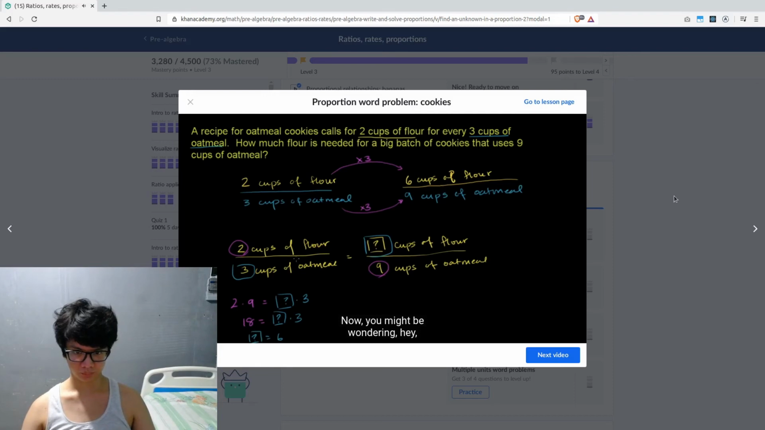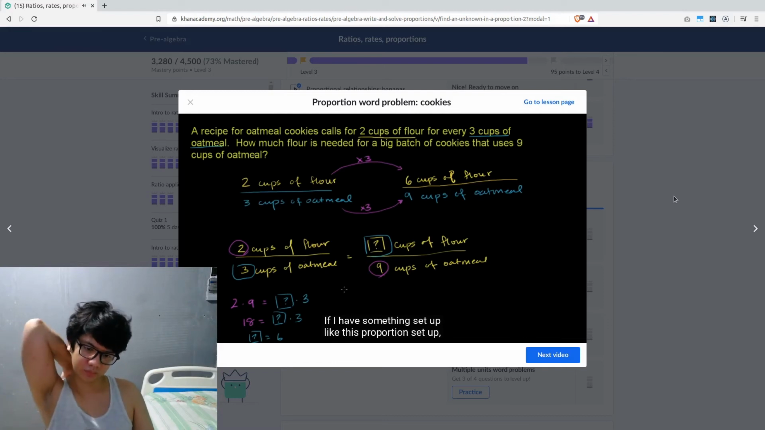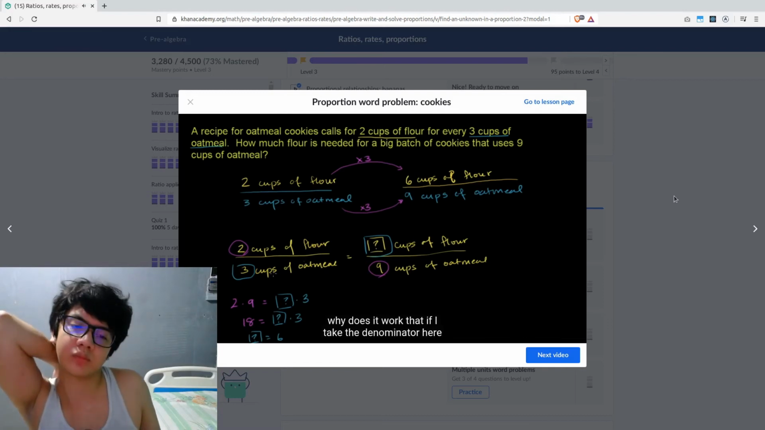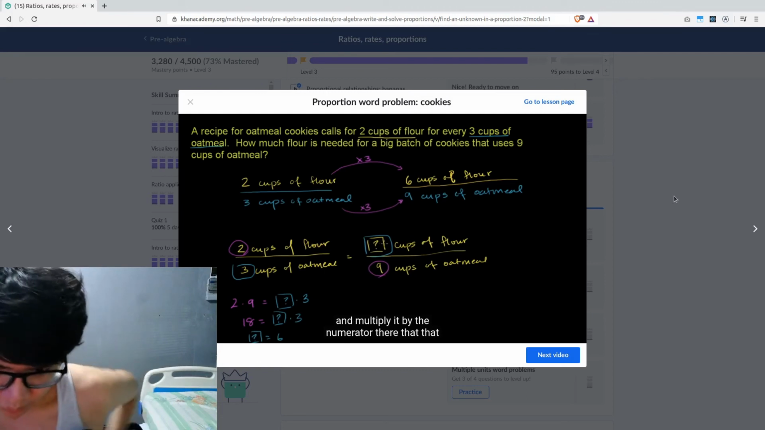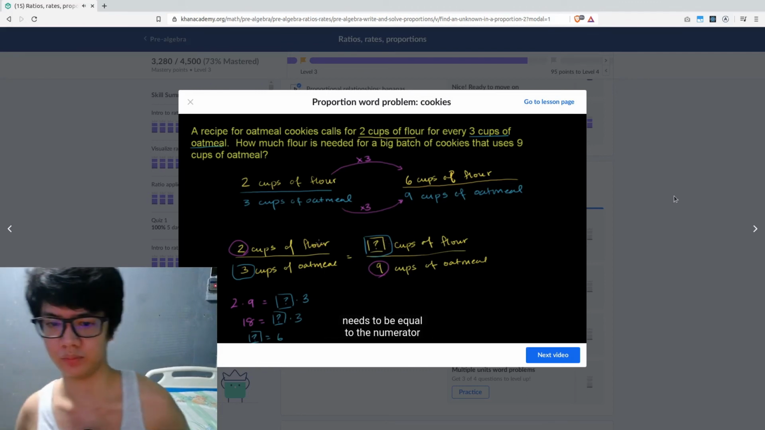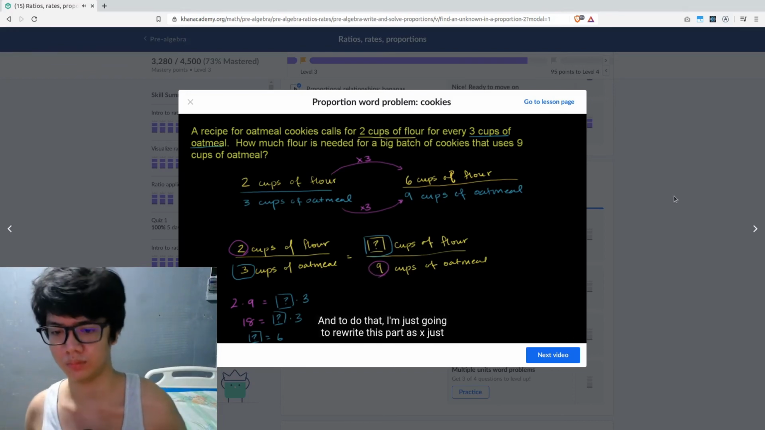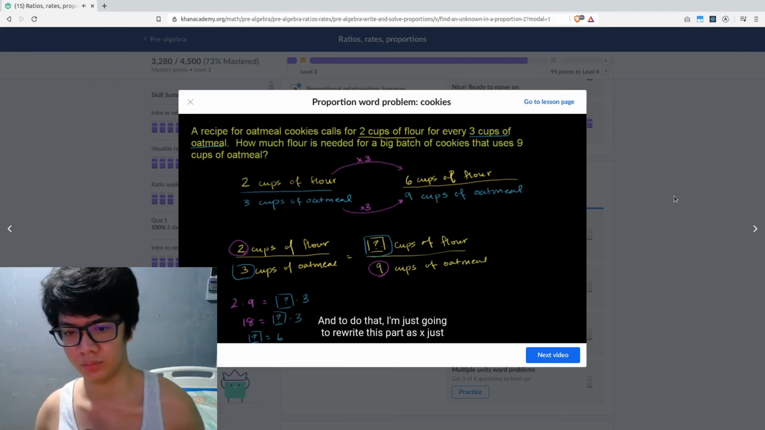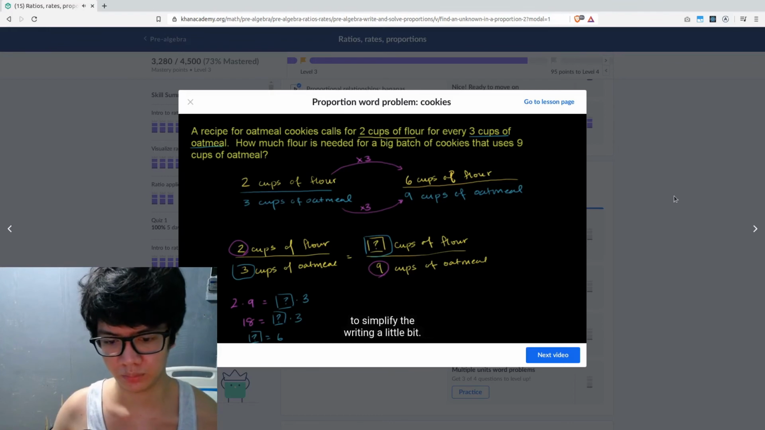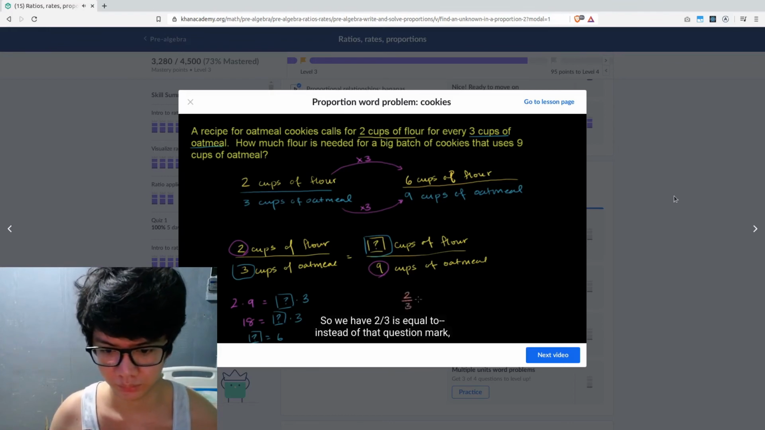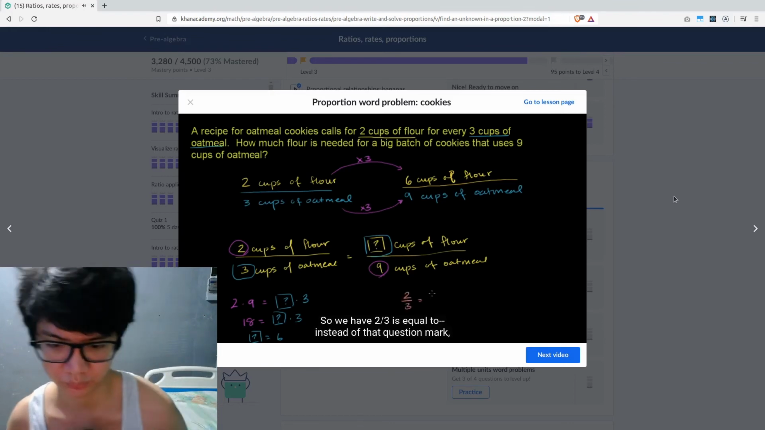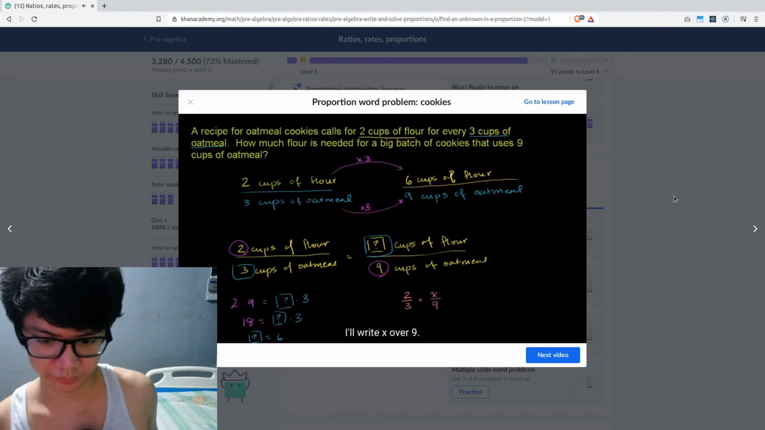Same answer we got through kind of common sense. Now, you might be wondering, hey, this cross-multiplying doesn't make any intuitive sense. Why does that work? If I have a proportion set up like this, why does it work that if I take the denominator here and multiply it by the numerator there, that needs to be equal to the numerator here times the denominator there? And that comes from straight-up algebra. And to do that, I'm just going to rewrite this part as x, just to simplify the writing a little bit. So we have 2 over 3 is equal to, instead of that question mark, I'll write x over 9.